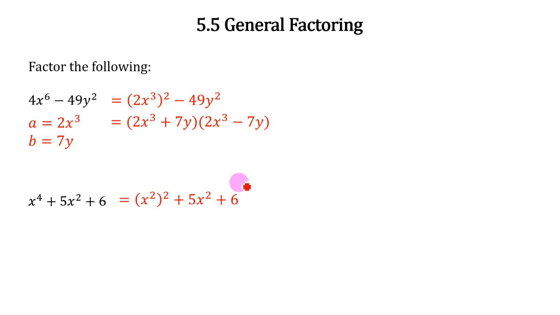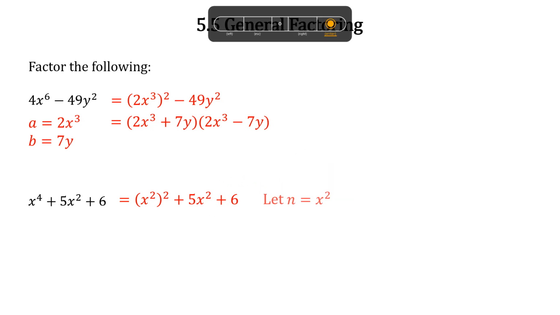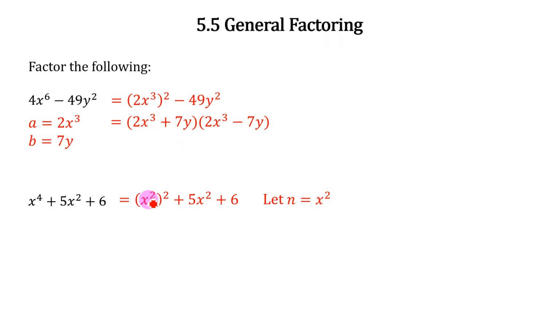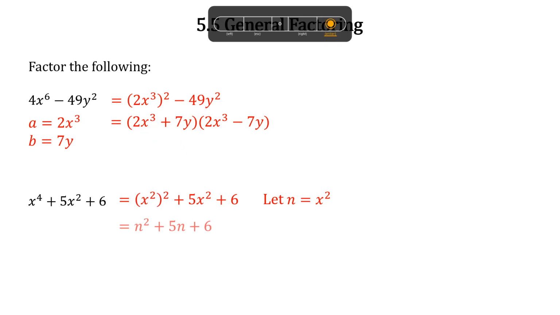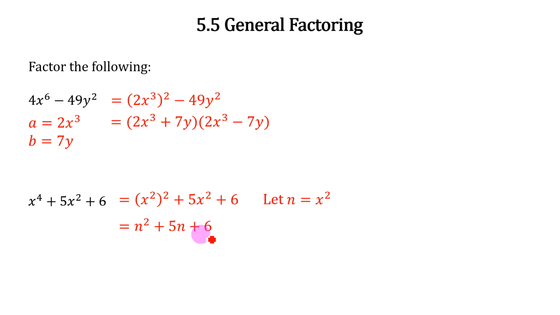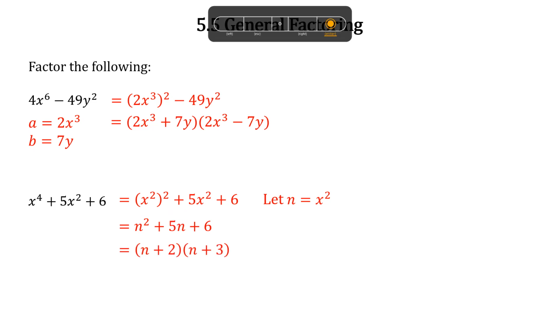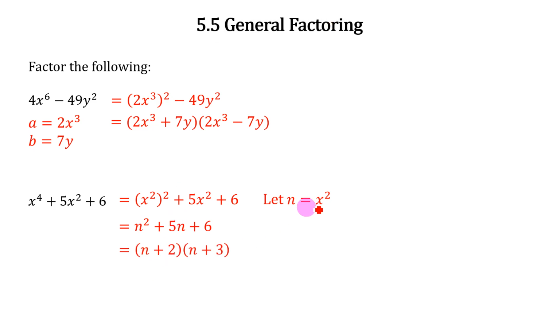So the idea is you think about it this way. Let n equal x squared. Everywhere you see x squared, just put n. So I would have n squared plus 5n plus 6. Now, what multiplies to 6 and adds to 5 is 3 and 2. So I'd have n plus 2 and n plus 3. We'll now go back and just sub back in x squared.